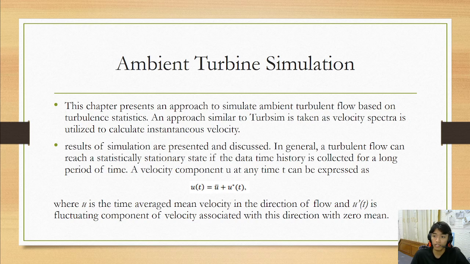In general, a turbulent flow can reach a statistically stationary state if the data time history is collected for a long period of time. A velocity component u at any time t can be expressed as the equation shown below, which is u(t) equals ū plus u'(t), where ū is the time average mean velocity in the directional flow and u'(t) is the fluctuating component of velocity associated with this direction with zero mean.